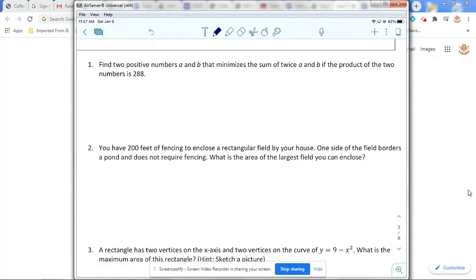So what I always do is just focus first on what it says we're minimizing or maximizing. So we want to minimize the sum of twice a and b. So that's our equation we want to write. For the can problem, we were minimizing the cost, so we wrote an equation about cost. So that's your first step. Focus on what you're minimizing or maximizing. So since this is sum, I'm just going to call it S. So S equals twice a and b.